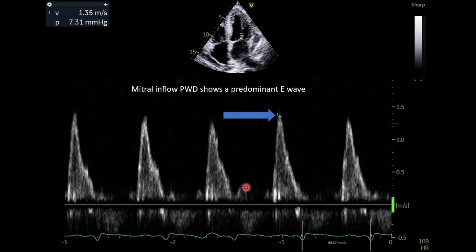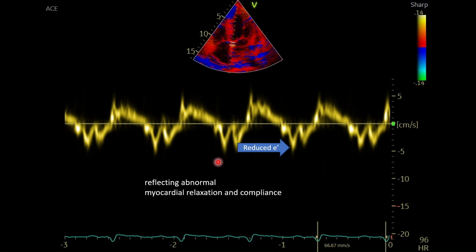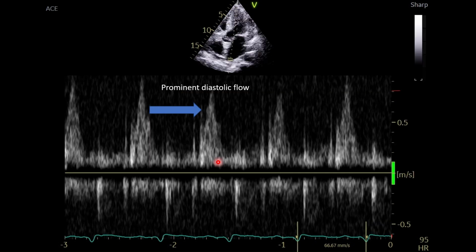Coming to the Doppler indices. This is mitral inflow pulsed wave Doppler, and clearly we can see that there is a dominant E wave measuring 1.3 meters per second. And then this is tissue Doppler velocity of the medial mitral annulus, and we can see that it is reduced, which reflects abnormal myocardial relaxation and compliance. This is pulmonary vein Doppler, and we can see that there is systolic blunting, and with diastole there is prominent diastolic flow.